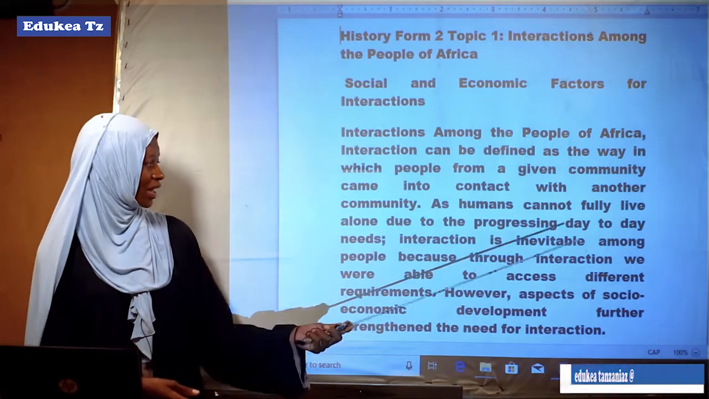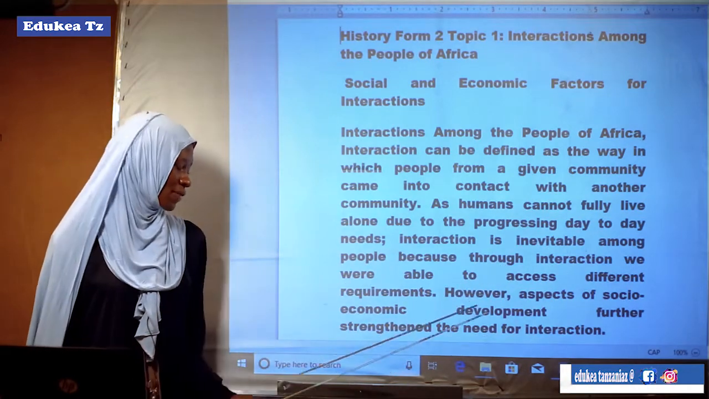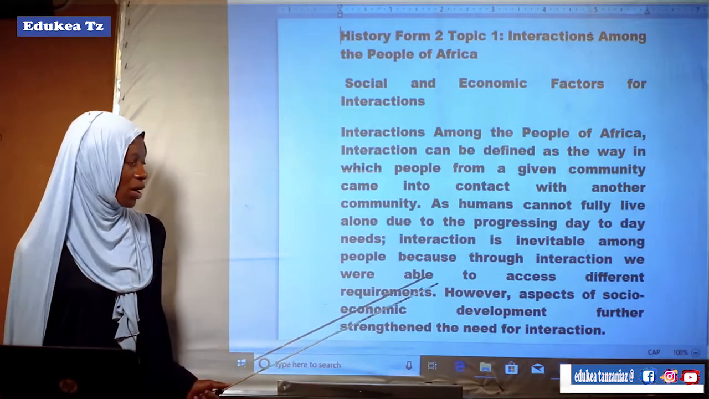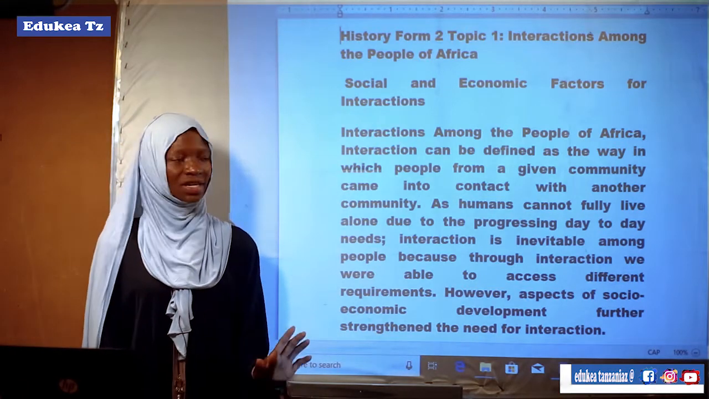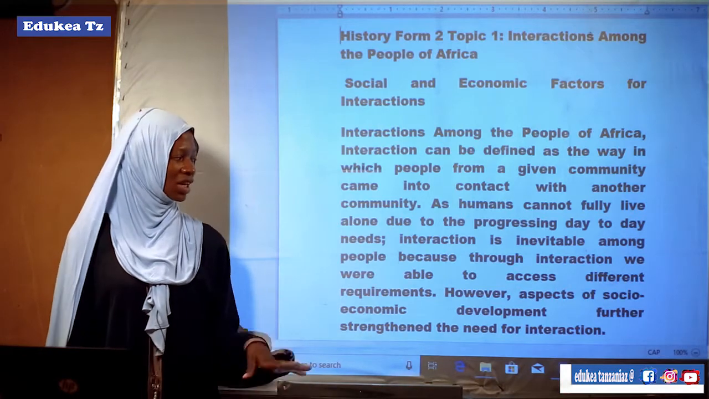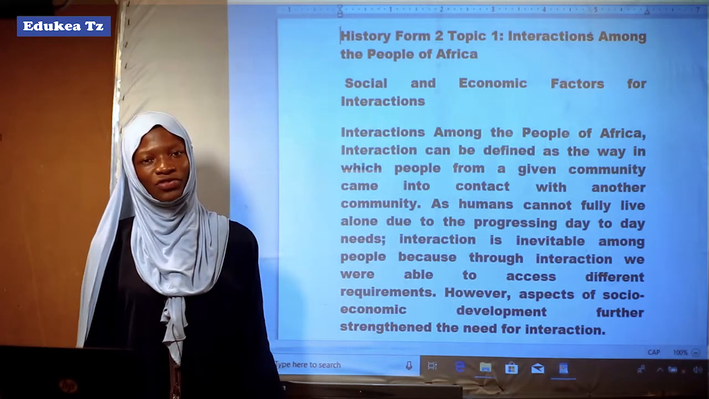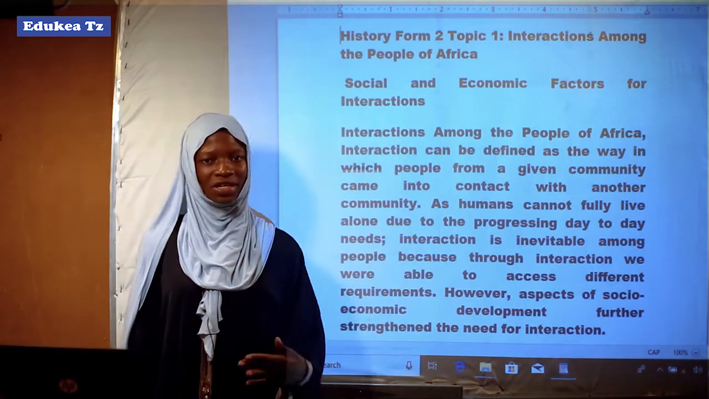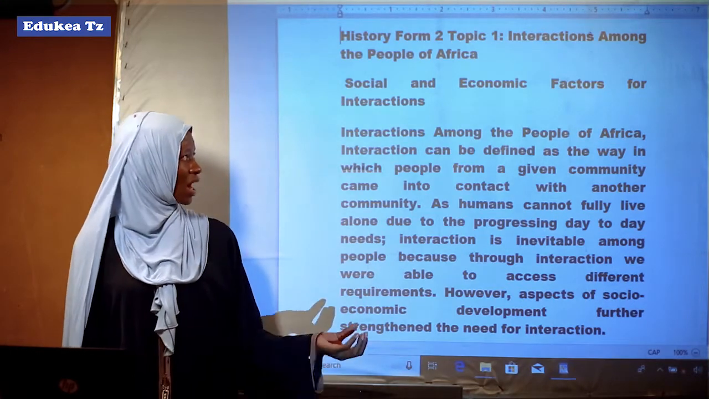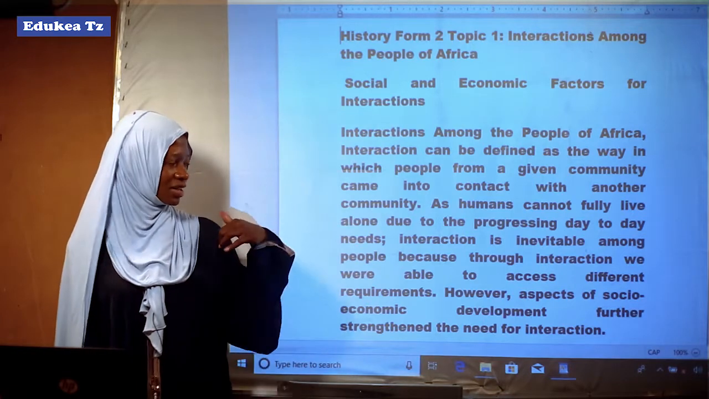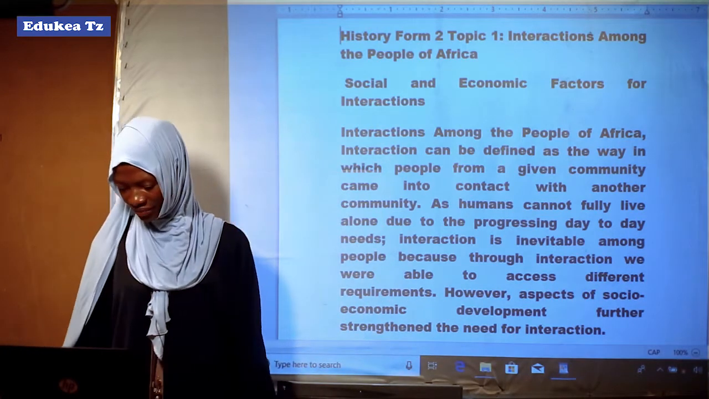A human cannot fully live alone due to progressing day-to-day needs, so interaction is inevitable among people, because through interaction we are able to access different requirements that you can't get by settling in a single place. You can move. That is the nature of human beings. Nowadays people can move from rural areas to urban areas, or from urban areas to rural areas. That is an example of interaction. Even the African societies at the earlier stage underwent the process of interaction.